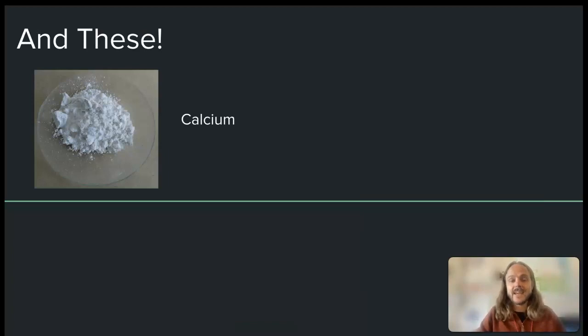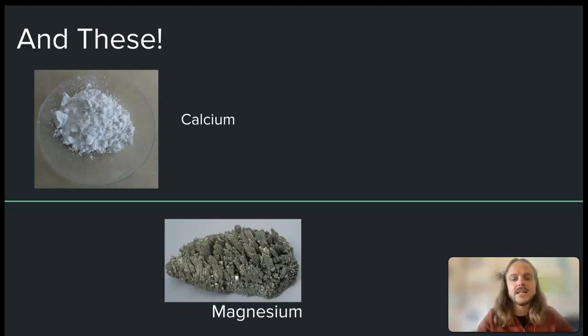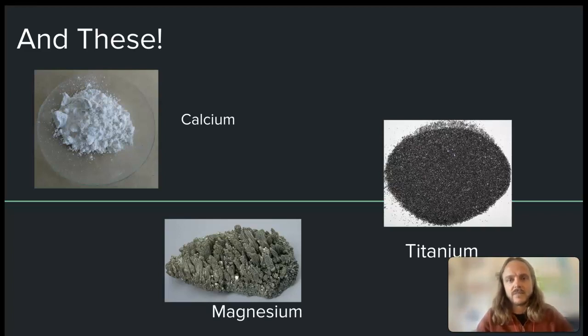Check these out. This is calcium. And you might be thinking, Murchie, that's a powder. Yep, some metals take the shape of powder, which is kind of cool. In fact, calcium is really important for your bones. So if you're drinking milk, you're actually drinking metal. Isn't that crazy? Look at this. You got magnesium. You got titanium. The new iPhone 15 Pro or something is made out of titanium. So all these metals are good for different things.